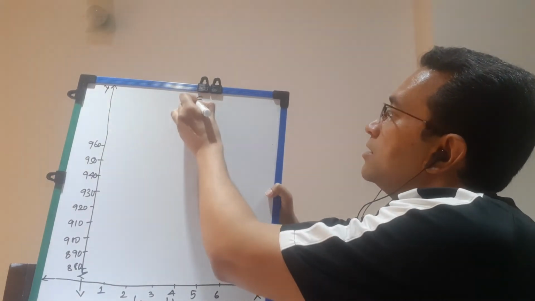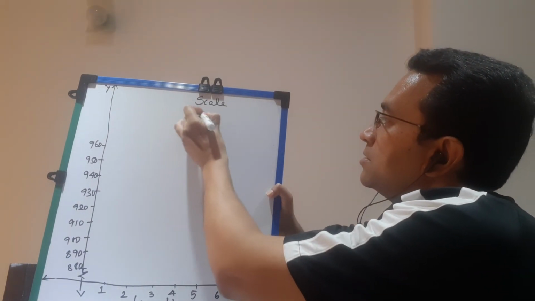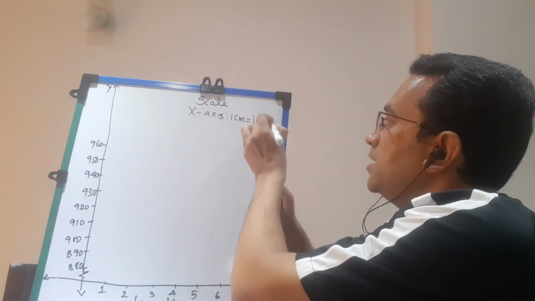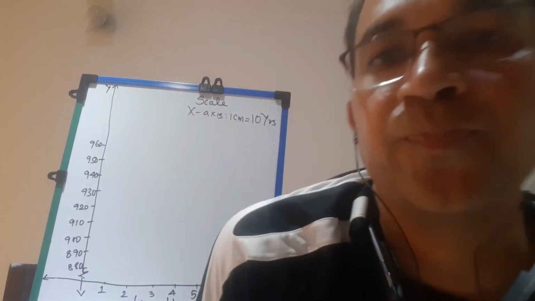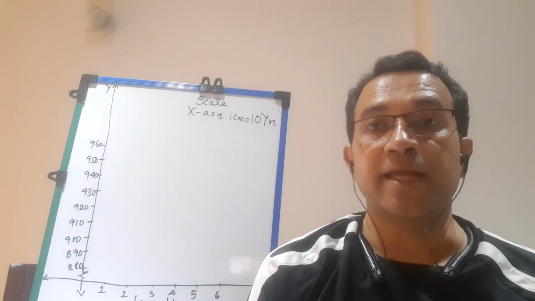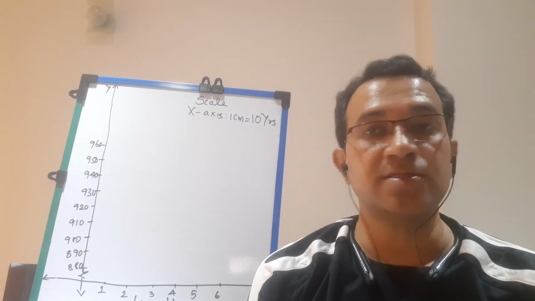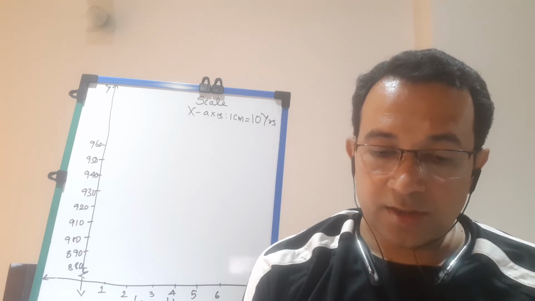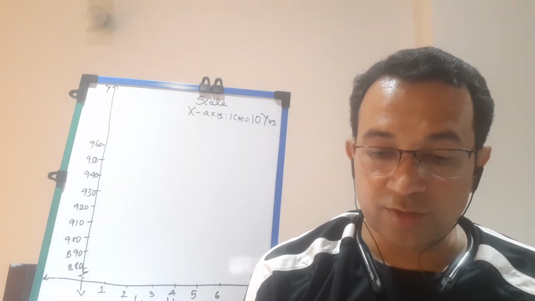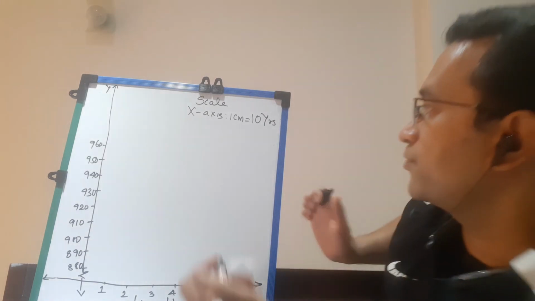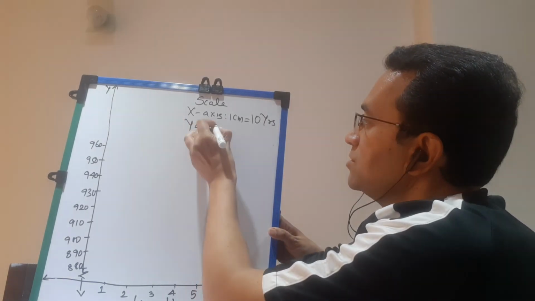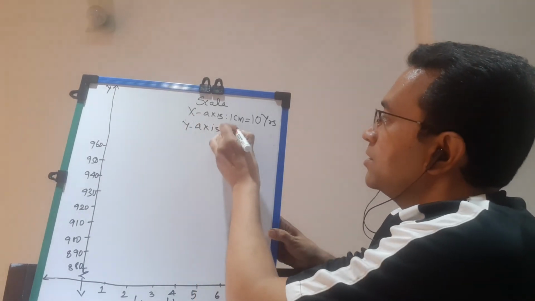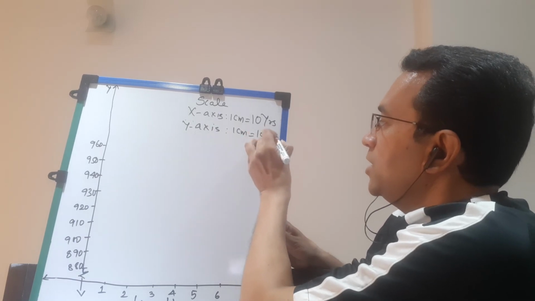Now scale. X-axis 1 centimeter is equal to 10 years. Why, students, I did not write 1 year? Because the given time periods have a gap of 10 years. So that gap will become the scale. And on y-axis we write 1 centimeter is equal to 10 girls, because this YT shows number of girls per 1000 boys. So on y-axis, students, the scale will be 1 centimeter is equal to 10 girls.